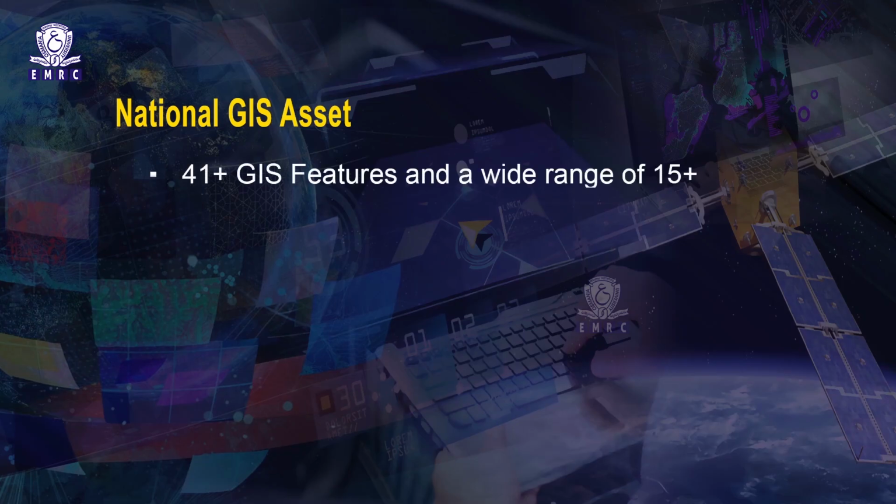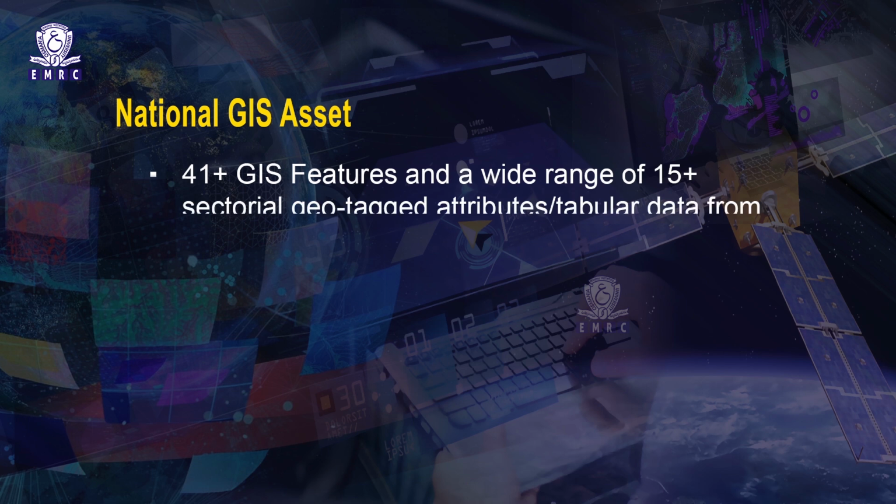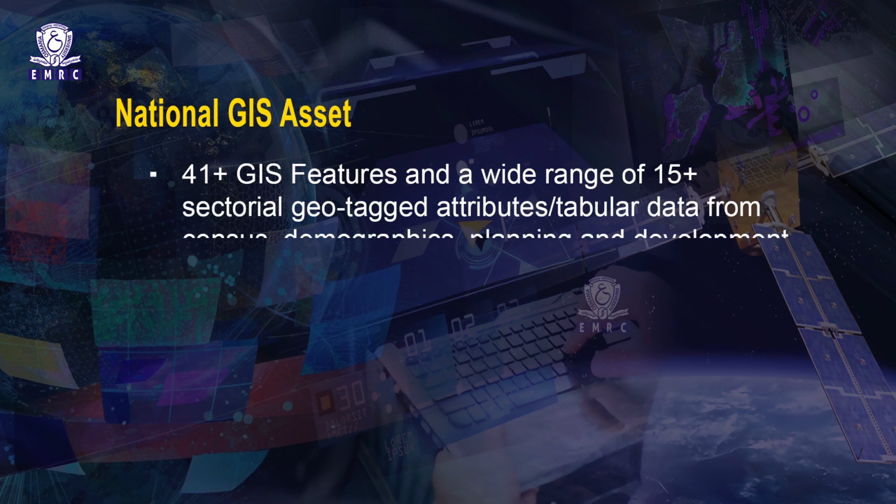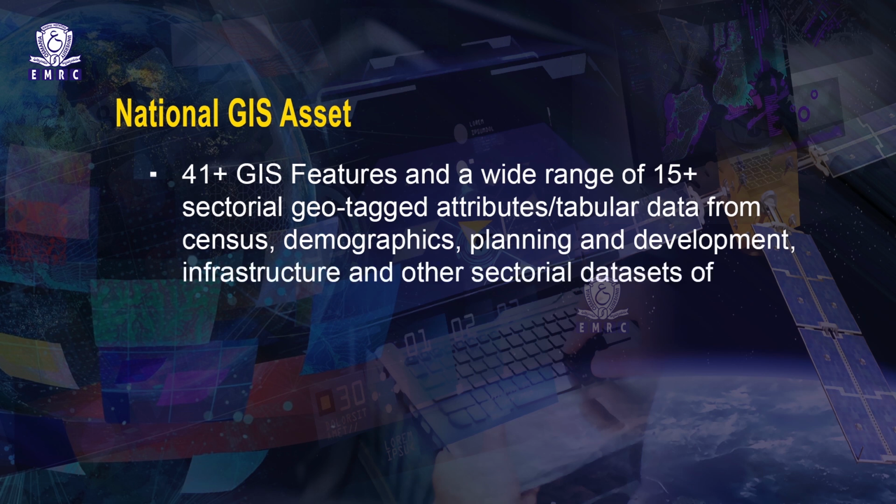National GIS Asset includes 41 plus GIS features and a wide range of 15 plus sectoral geotagged attributes or tabular data from census, demographics, planning and development, infrastructure and other sectoral data sets of ministries and states. It is also proposed to allow crowdsourced geotagged data content into the national GIS as an additional citizen layer, where citizens can populate their datasets, grievances, points, etc.